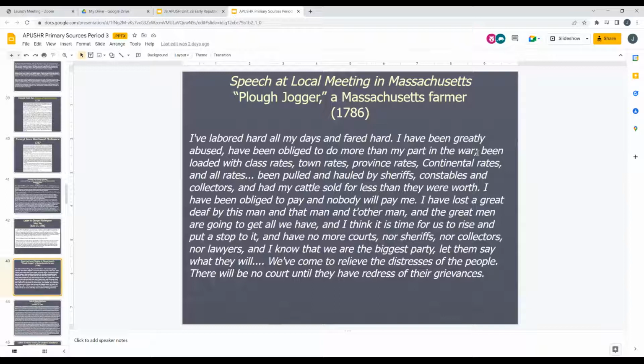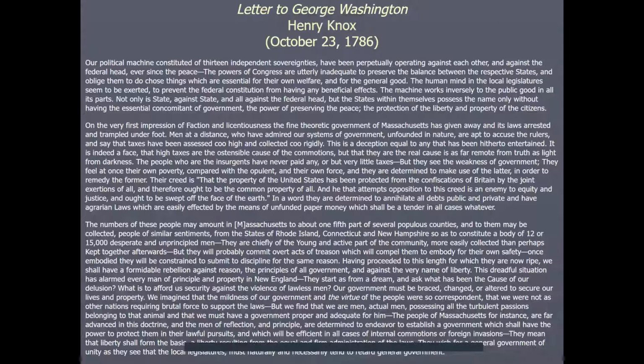And it's not just in Massachusetts. There are brewing situations in other states. And this is what is going to fuel the concerns of those like Alexander Hamilton, George Washington, James Madison, and they want to call a convention and see about how we can address these issues.